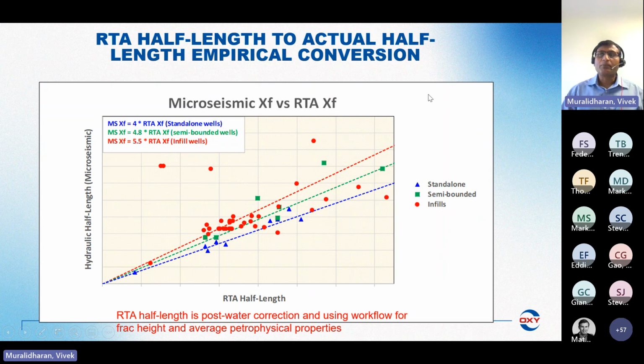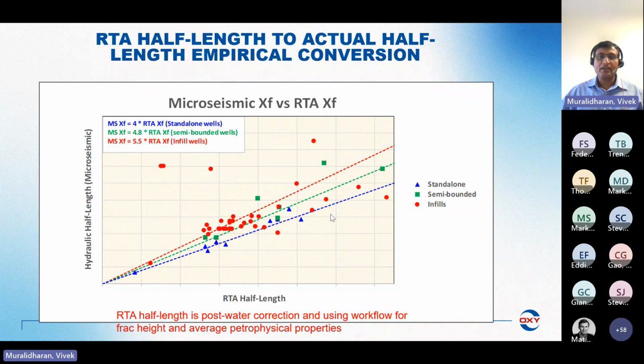We have several microseismic datasets in the Permian Basin that we collected. For each of those microseismic wells, we did RTA on that specific well. What we did was find the relationship between the hydraulic half-length from the microseismic for each of these cases and the RTA half-length that we got out of all of those different wells. Again, we categorized into standalone, semi-bounded, and infills. You see the RTA half-length is much lower in the standalone, so you need a bigger conversion to get to the hydraulic half-length.